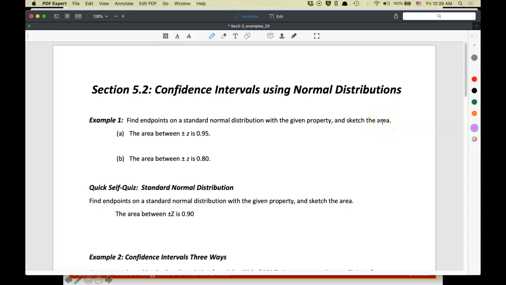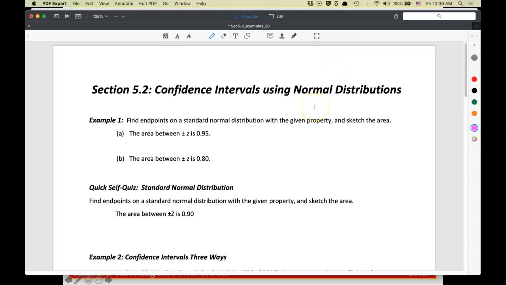Hi guys, this is section 5.2, the examples from this section. I just finished recording this and then the audio dropped about a minute or two in, so this is my second time through, so let's go for it.